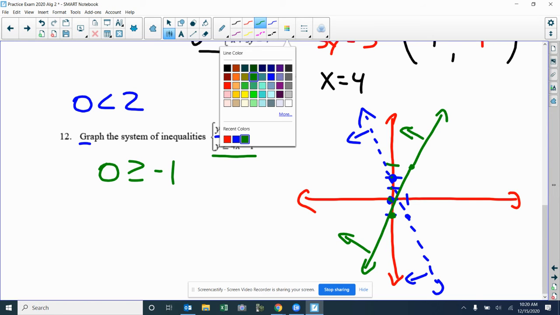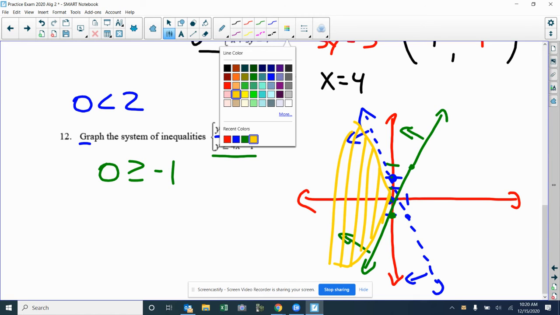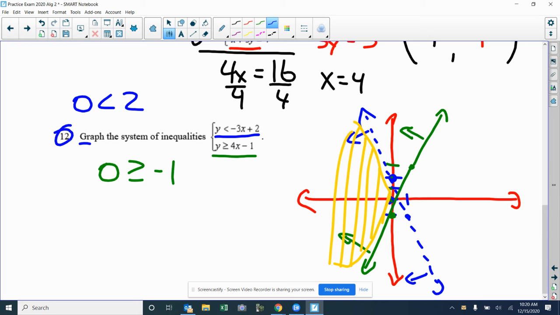Of course, on your assessment, you're only going to shade what they have in common, which would be this area here. What does that mean? That means those x and y coordinates in that area would solve this system. Everybody okay with 12? Questions at all?